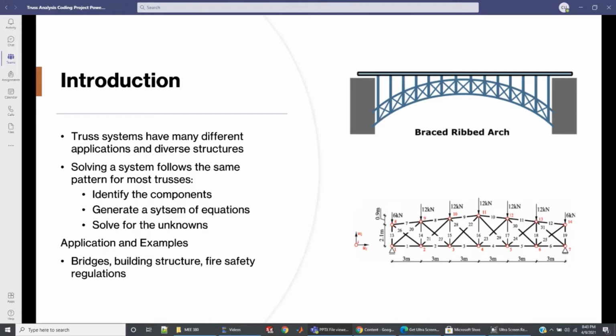So applications, as mentioned in the brace-ribbed arch, is like bridges. Trusses are also found in building structures. And in the bottom right, you can note that that truss was used in a fire safety study. And what this group did was they followed a simple procedure, kind of like we do in this project, and they changed things like the Young's modulus, cross-sectional area, the weight of the truss, the material used, and they saw if the truss met the fire safety regulations.